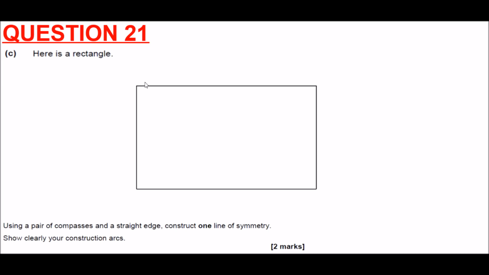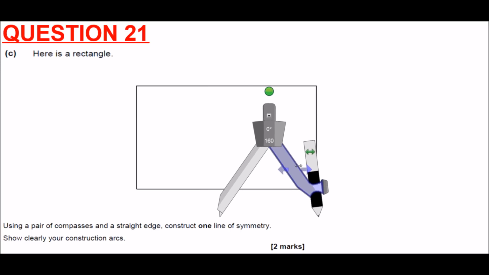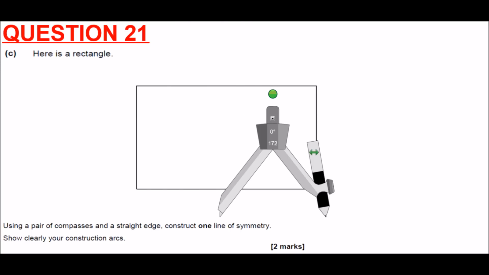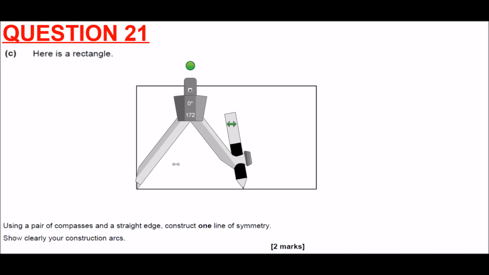And part C of question 21, we need to show a line of symmetry on this rectangle, and we need to clearly show the construction arcs. So what we could do is do the perpendicular bisector of this top line. One way we could do this is to, again, get the compass handy and make sure the compass width is at least half the length between one end of the rectangle to the other.